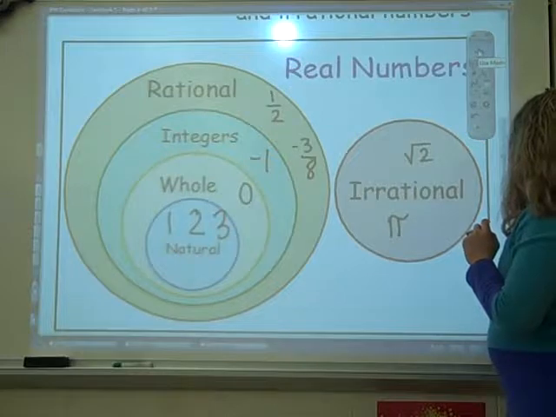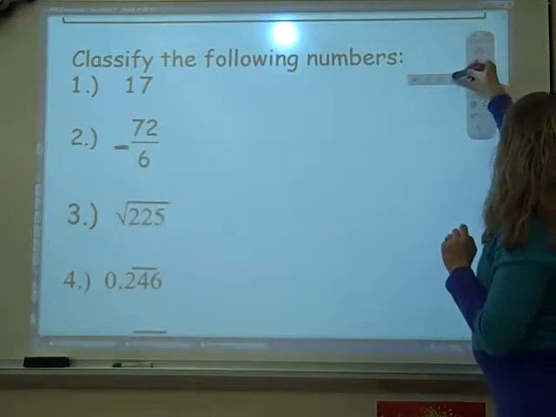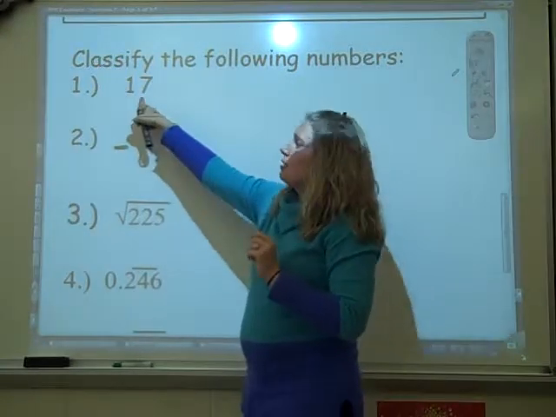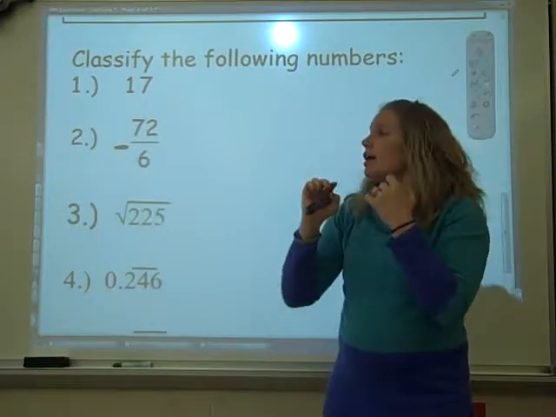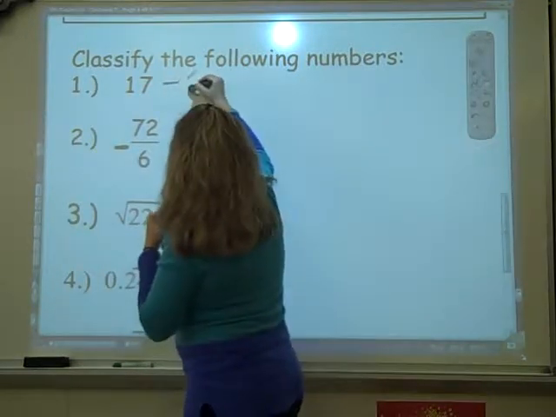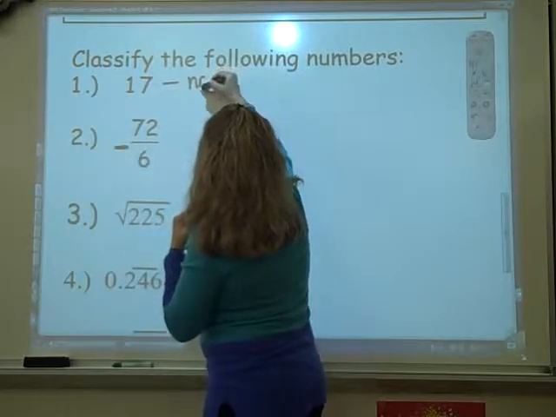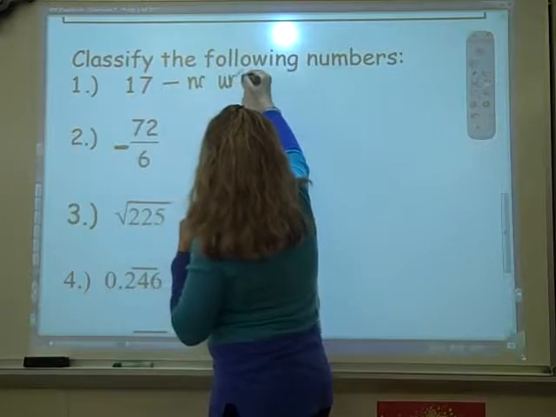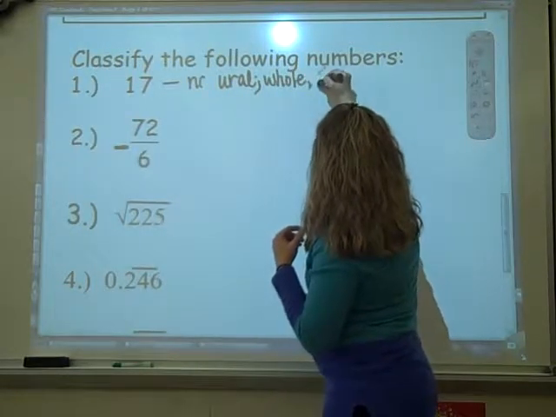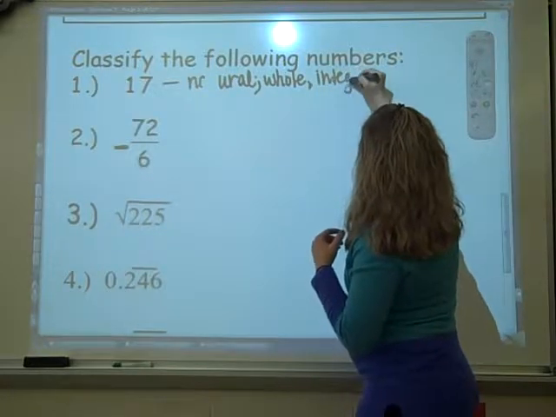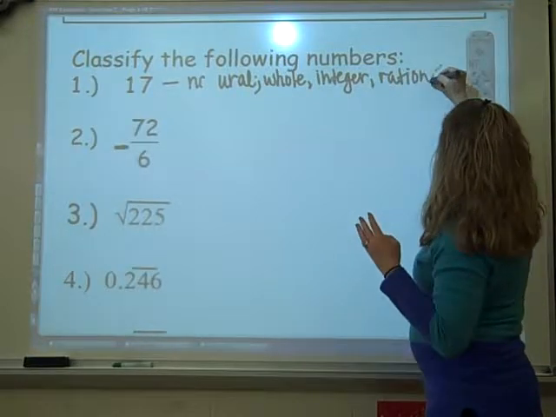Slowly it will go down. Hopefully. Oh, there we go. Here we go. Classify the following numbers. 17. So you want to think, I would start with the smallest circle. Is it a natural number? Yes. So as long as you can tell me that it is a natural number, then it will be all of the other ones inside the other circle. Natural, whole number, integer, and it is a rational number. So it has 4 different types.